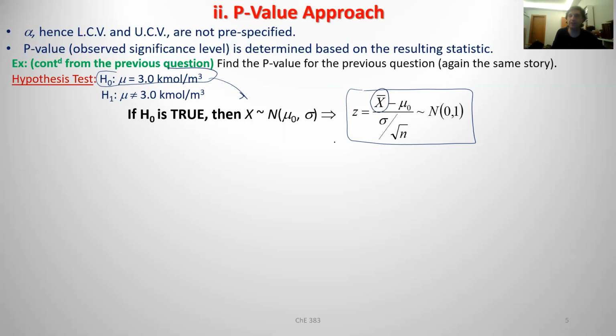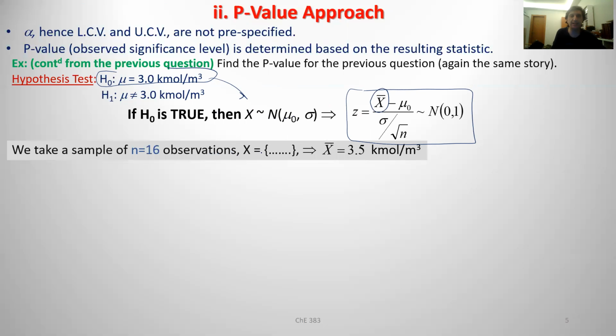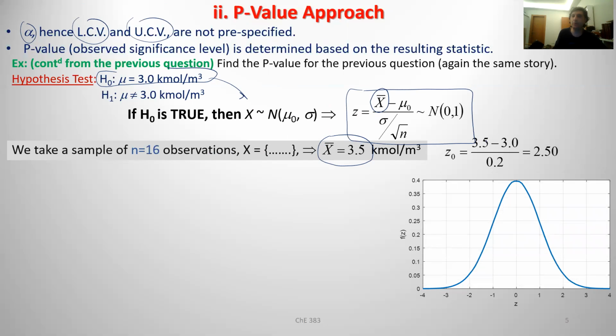Now we are going to determine the X bar value using a sample, again, a sample of observations. X bar has come out to be 3.5. The very same story up to this point, except we don't have any alpha value, we don't have lower and upper values. Then we put this value again here, and we compute the Z0 value as 2.50. Everything is the same, except we don't have these critical values, these boundaries, these acceptance and critical regions.